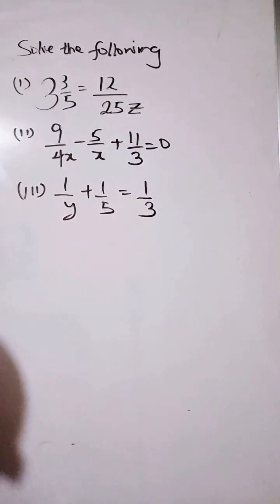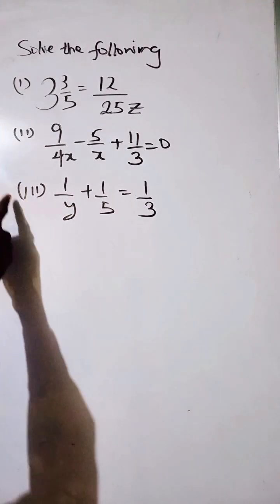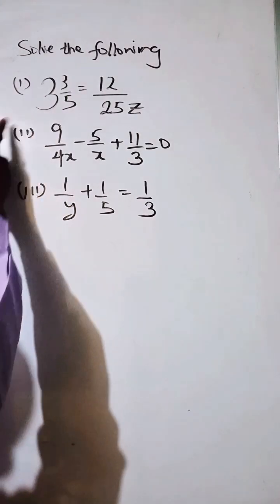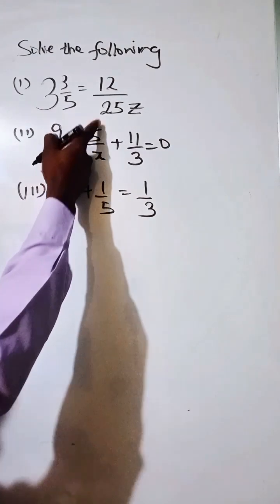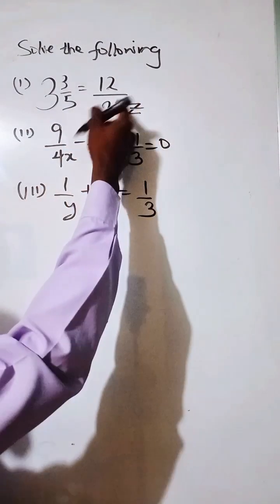The question says solve the following equation. So we have three sets of given equations. So we have it in a rational form. So we have 3 over 5 equals 12 over 25z. So how do we do this?